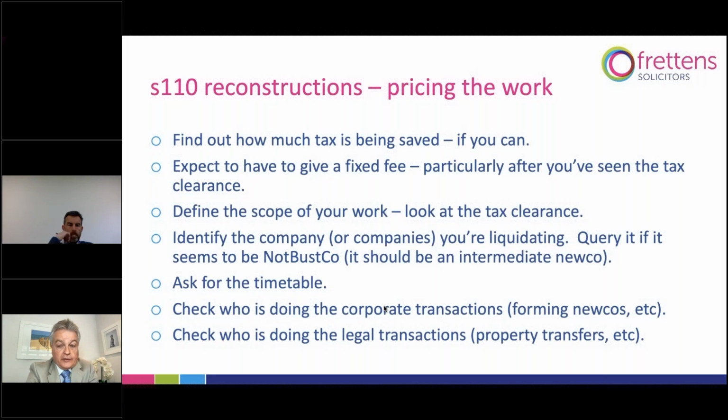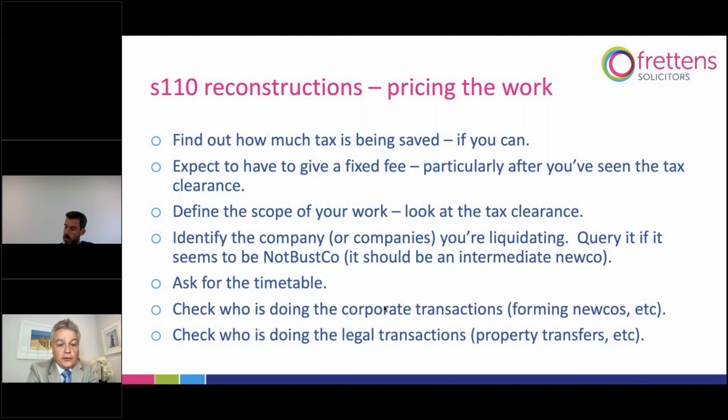It's worth noting that when a Section 110 does go wrong, it can be expensive, and so it's going to be quite important to make sure that it is clear who is doing what. It's clear that the tax accountant is responsible for getting clearance, and that your job is really simply to implement the scheme that other people have come up with.